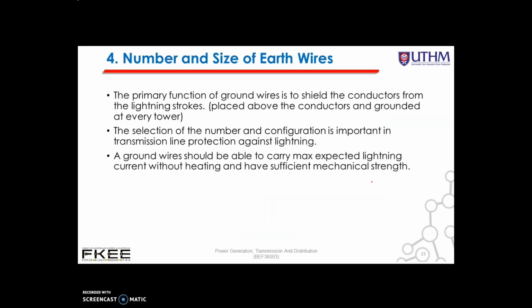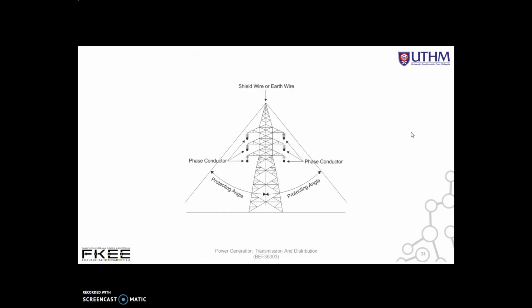Number 4 is the number and size of the earth wires. This is the figure of the towers, and also we have the conductors and also the earth wires. So, selection of the earth or ground wire. The primary function of these ground wires is to shield the conductors from lightning strokes. Basically, it is placed above the conductors. You can see here above the conductors, and grounded at every tower. So we'll have it grounded here, at every tower. The selection of the number and configuration is important in transmission line protection against lightning.